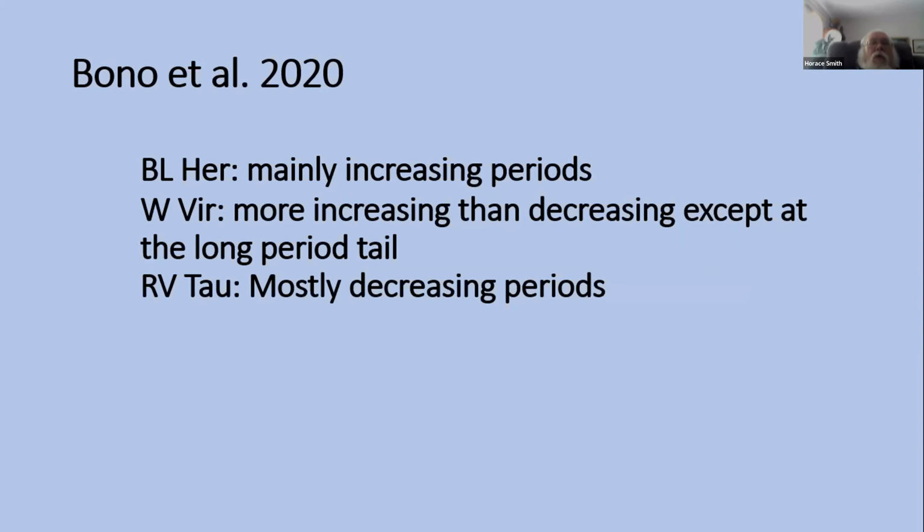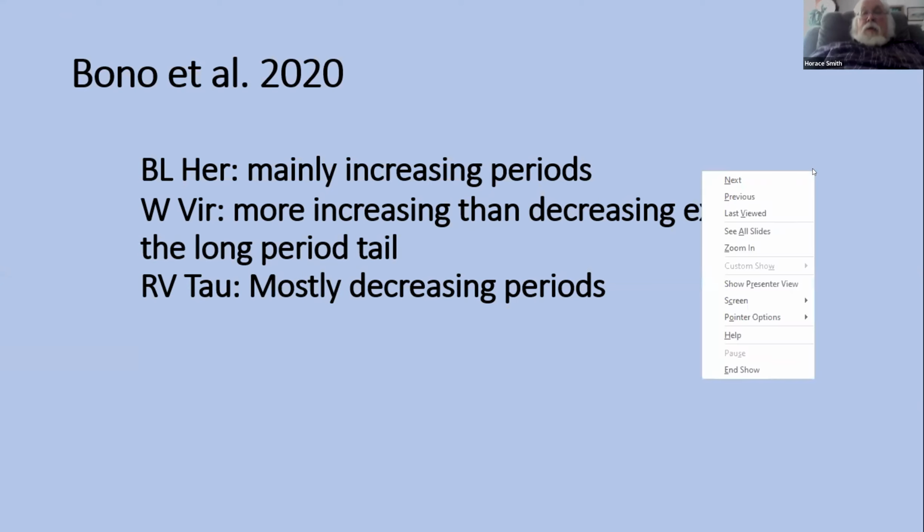So let's go to the type 2 Cepheids. Let's look at some predictions from the recent Bono et al. paper. BL Herc stars, mainly increasing periods. W Vir stars, leaving out the gravonuclear loops, more increasing than decreasing, except maybe at the long period tail. RV Tauri stars would have mostly decreasing periods.